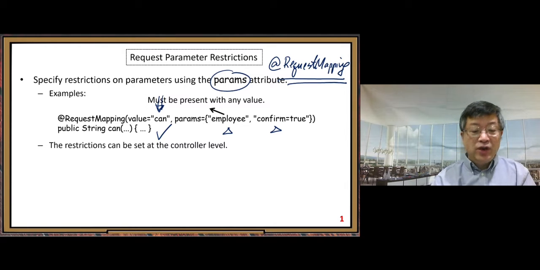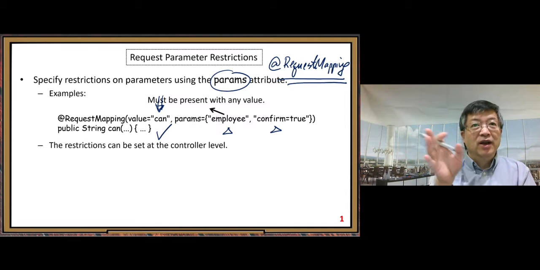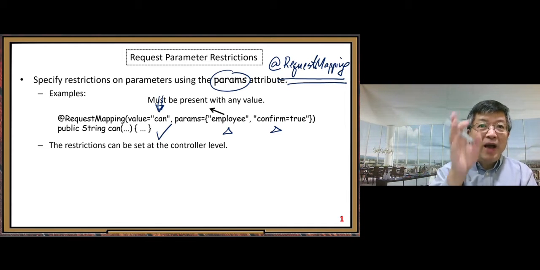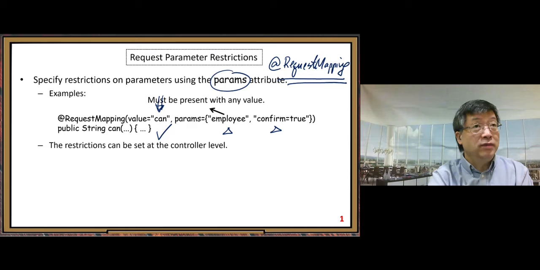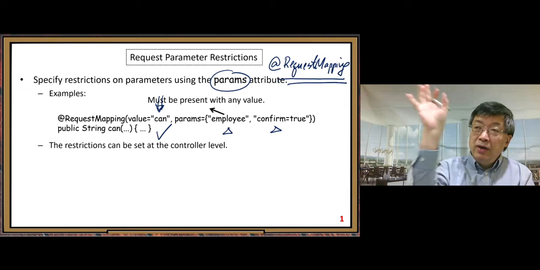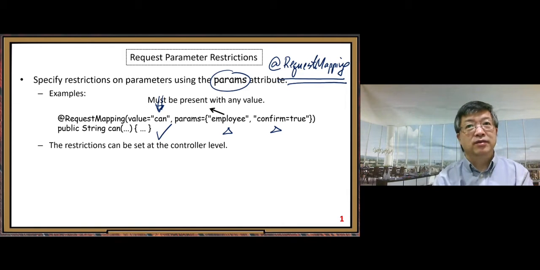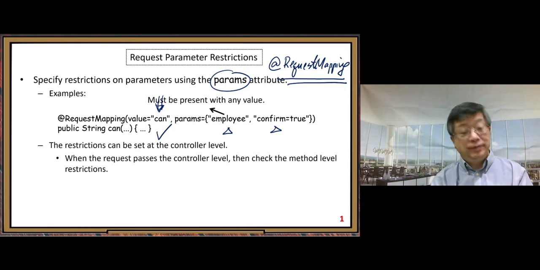Another one, the restrictions can be set at the controller level. When the request passes the controller level, then check the method level restrictions. Yes. So that's the natural logic. We can also set it at a controller level, right? In order to call this controller, certain parameter restrictions must be satisfied. After that, the method level.